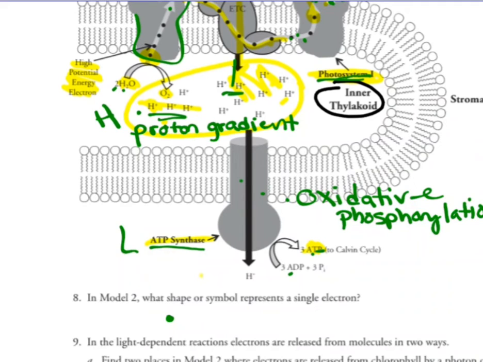Yeah, so after this happens for a while, and that's a really good question. After this happens for a while, oxygen builds up, and then it just diffuses high to low out of the thylakoid and then out of the chloroplast.